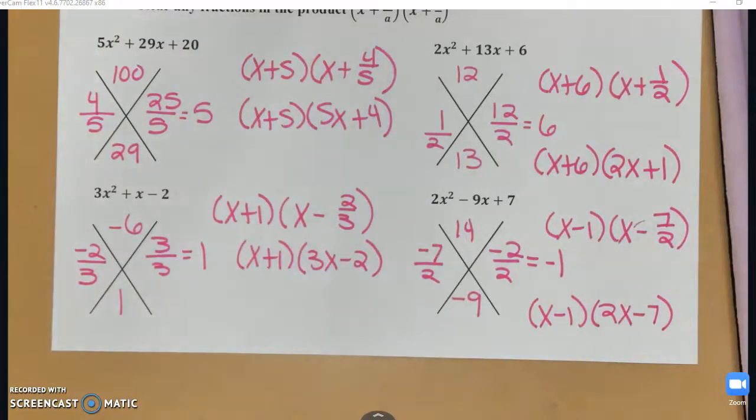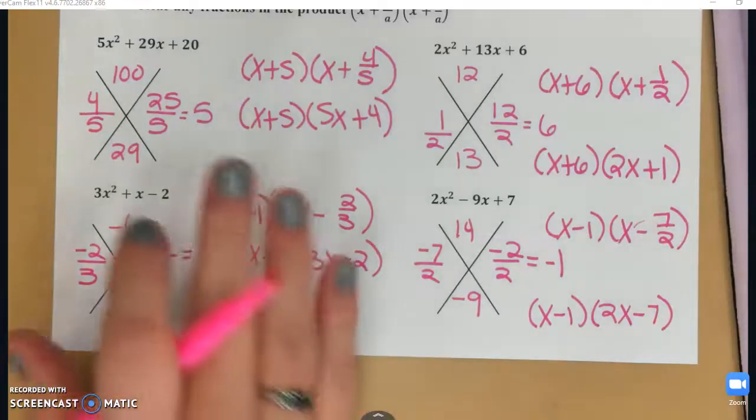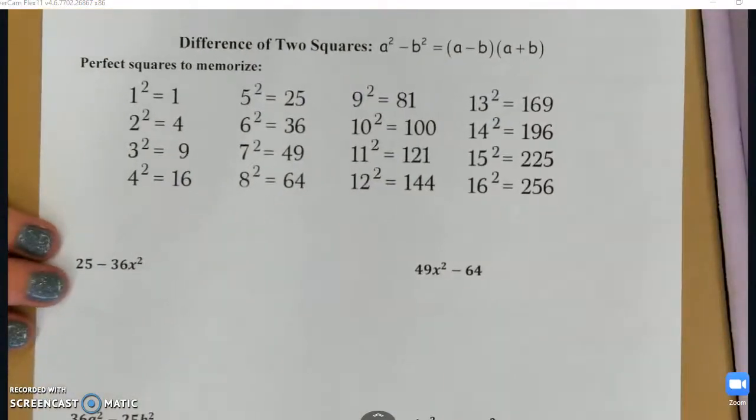Okay, so again, this is all stuff that you have reviewed in geometry and you learned originally in Algebra 1. So now that we've refreshed those memory cells, we've dusted off the cobwebs, got the gears turning, let's talk about something that looks a little new to you. That is the difference of two squares.